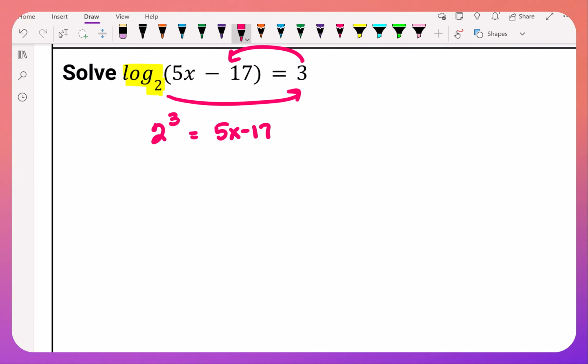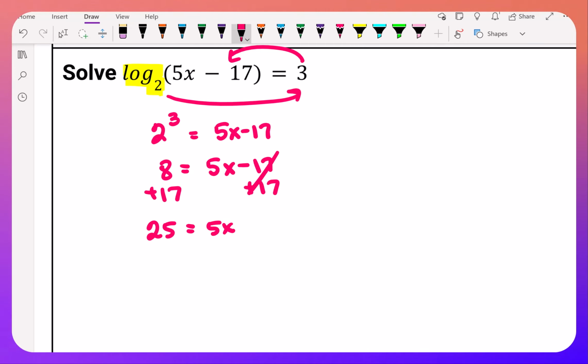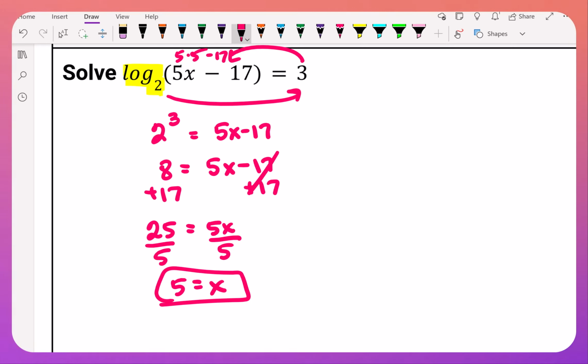So it's just a lot more complicated than what you did on the Kahoot that you played a couple of weeks ago because you just have more stuff, okay? So once you change it to that form, you want to get x by itself. So 2 to the 3rd power is 8. Then you can work on getting this isolated. So I have 25 equals 5x. Finish it out by dividing by 5. One more time, just make sure that when you plug in the 5 up here, 5 times 5 is 25 minus 17. That is positive, so that does work out. It is not extraneous.